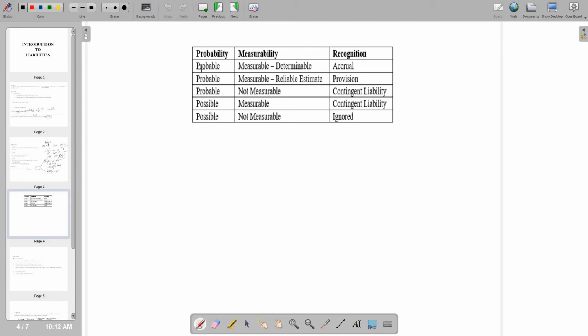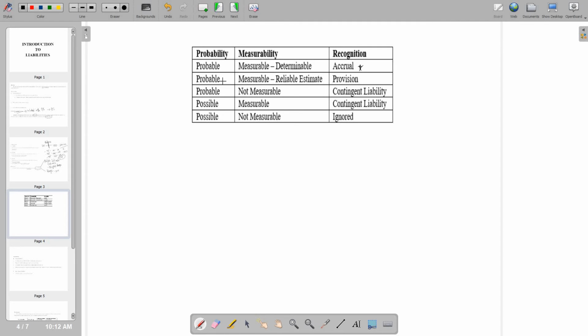Okay. Now, if the liability is probable and it is measurable, and the measurable is determinable, then the recognition is an accrual. Okay? Is an accrual liability? Yes. Okay? These are accounts payable, notes payable. So they are probable, no? Because there is a certain date, and it is measurable because it is determinable, because the actual amount is provided in the contract itself.